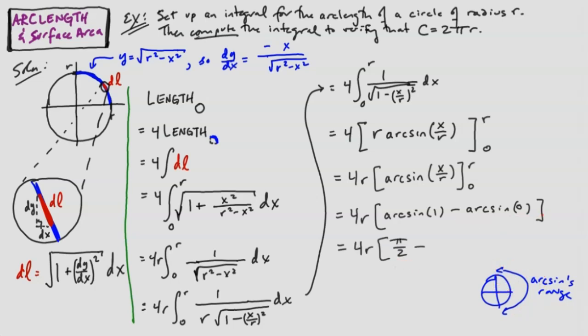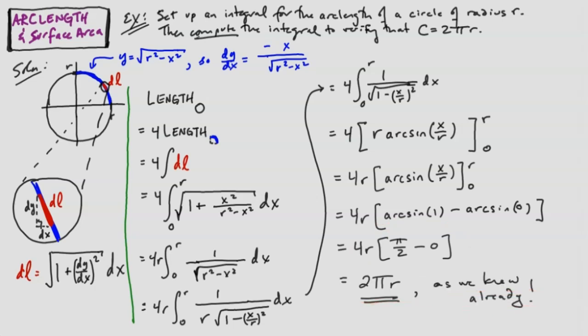What about arc sine 0? That's the angle in this range whose sine is 0. What's that? Well, of course, that is 0 itself. So we have pi over 2 minus 0. Do the arithmetic, and this comes out to 2 pi r, as we knew already. So no surprises, and yes, this technique really does work. You will find another worked out example in the book, and of course several exercises as well.